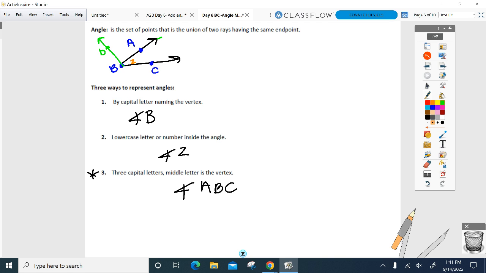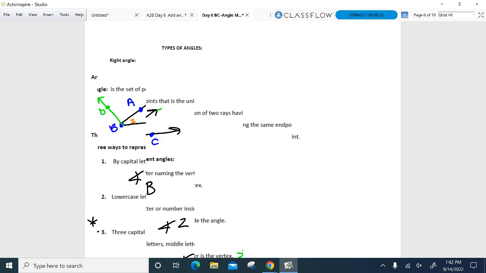All right, so you can never go wrong if you name it with 3 letters. Okay, name it with 3 letters, please. Because if you name it with 1, you're playing with fire that there might be more than just one angle. Questions? All right, let's roll.